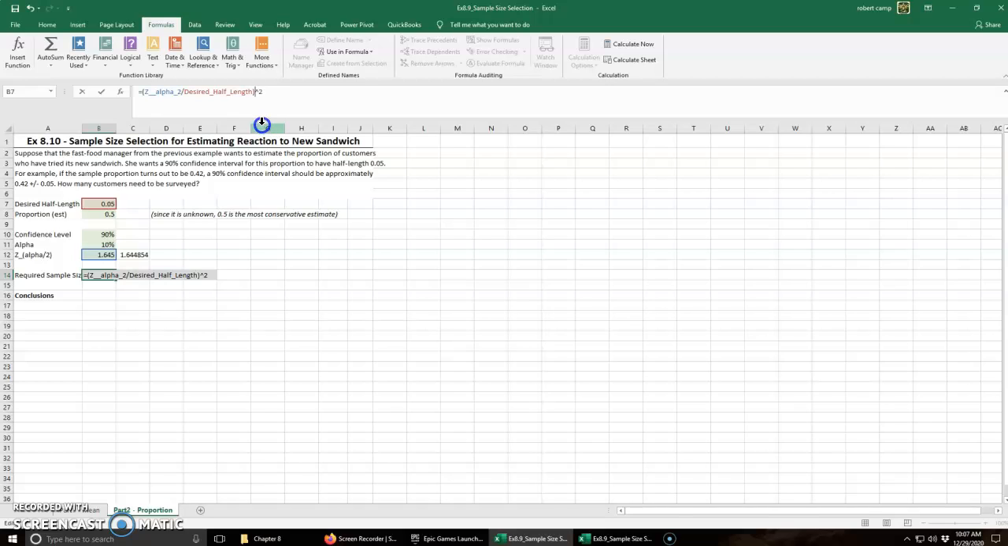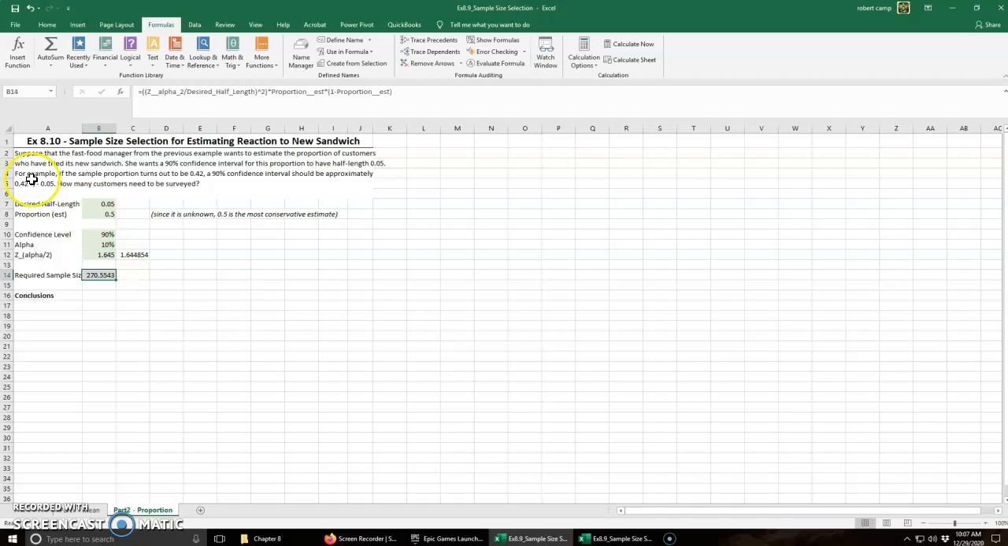And so that's z alpha divided by that, and we're going to multiply that by our proportion estimate. So we'll throw another set of parentheses in there. Going to multiply that by our proportion estimate, and then multiply that by 1 minus our proportion estimate. Close that off. Let me make sure that my parentheses are all in the right spot. And okay, so we'll hit enter.